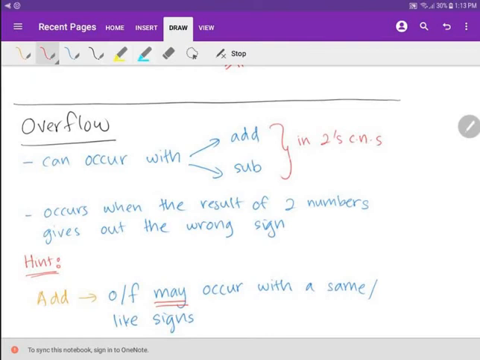So what if we have negative minus negative? It can be negative, can be positive, depends on which number is larger, right? So likewise with the positive part. So overflow in essence means getting the wrong sign. That's all it means. And overflow can only occur with addition and subtraction in the 2's complement number system, the signed number system. So it occurs when the result of 2 numbers gives the wrong sign. Is that okay?